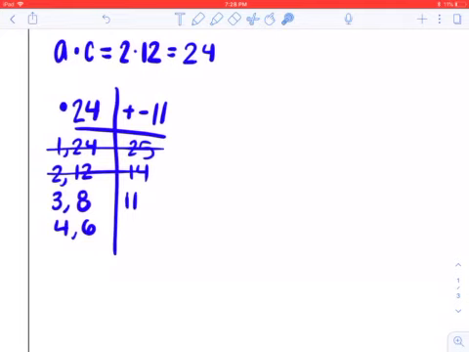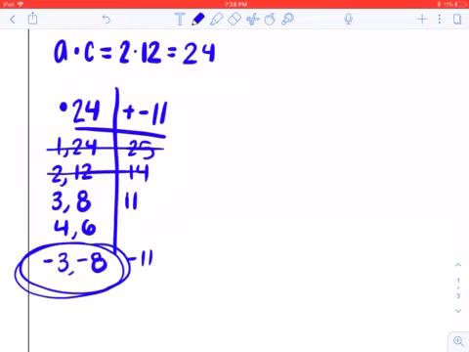So the only way to multiply to a positive but add to a negative is if these are both negative, because a negative times a negative is also a positive. So negative 3 and negative 8 gives me negative 11. So these are the two pairs I'm going to use.